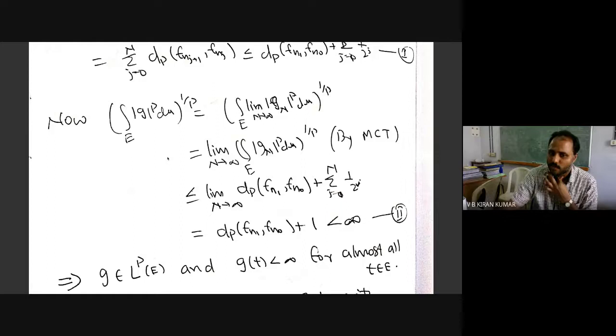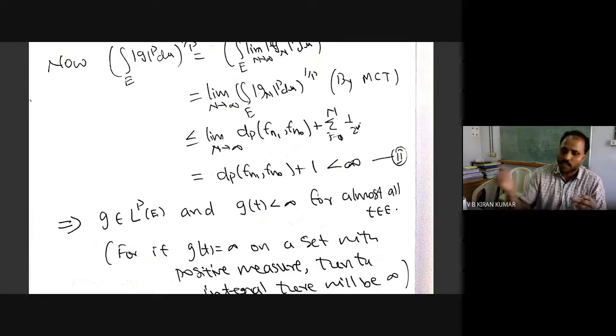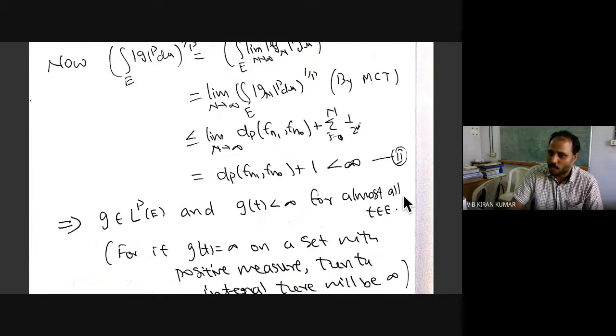You may have to make sure that this is okay. So G is in Lp. Keep in mind that G is an Lp function now. An Lp function means the integral of mod G to the power p is finite. Then G cannot take the value infinity on a set of positive measure, because if G of t equals infinity on a set of positive measure, then the integral over that set will become infinity. Therefore, G of t should be finite for almost all t. Even though it can take the value infinity, it can do so only on a set of measure zero.